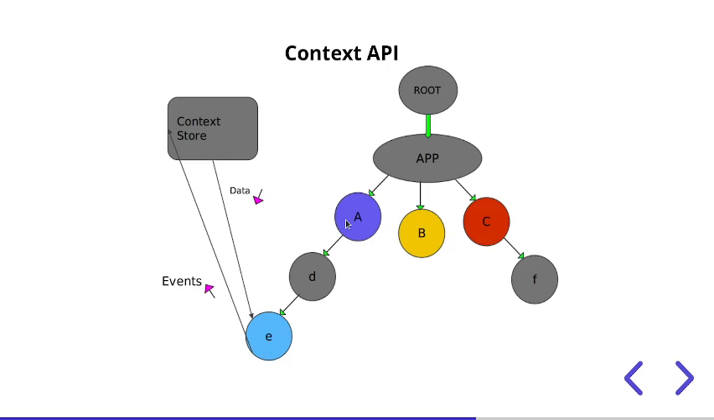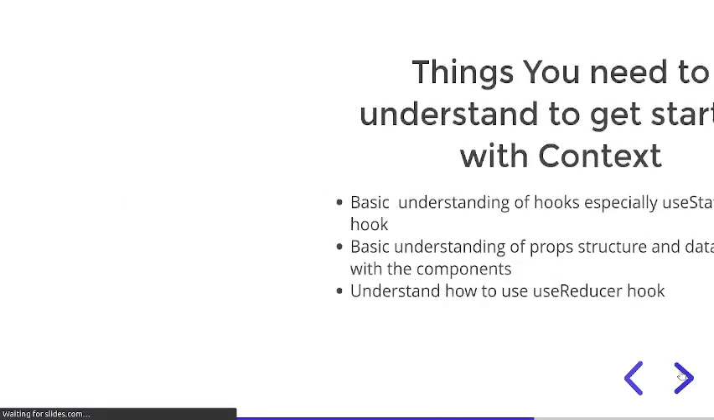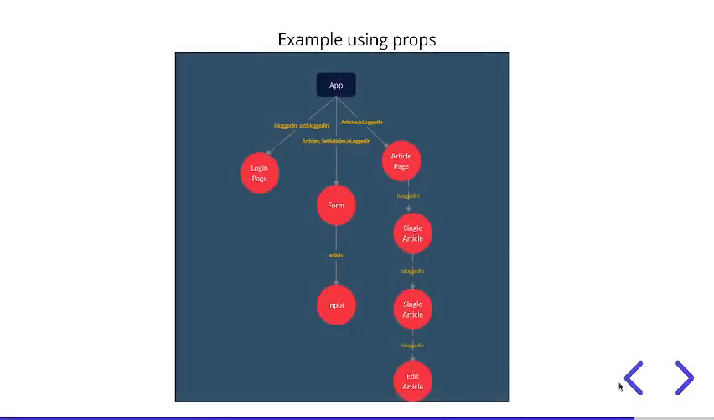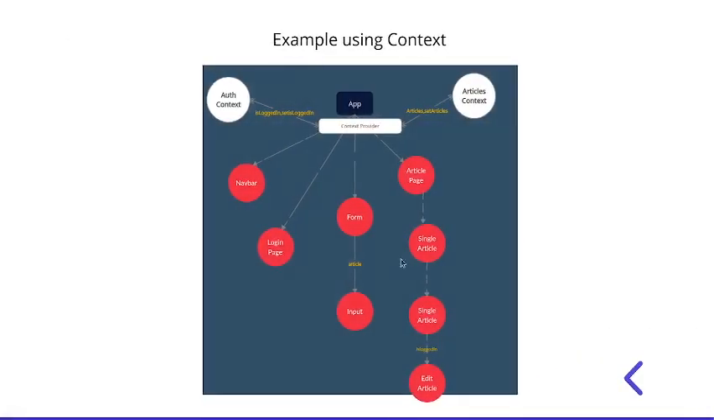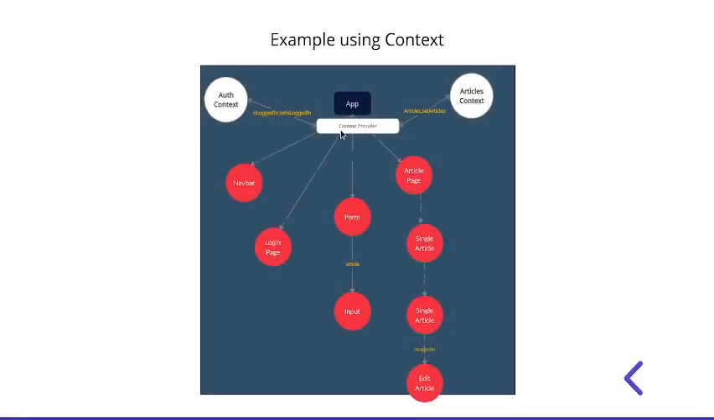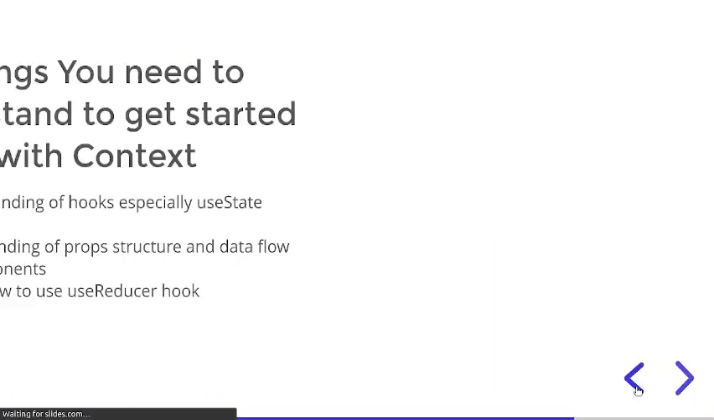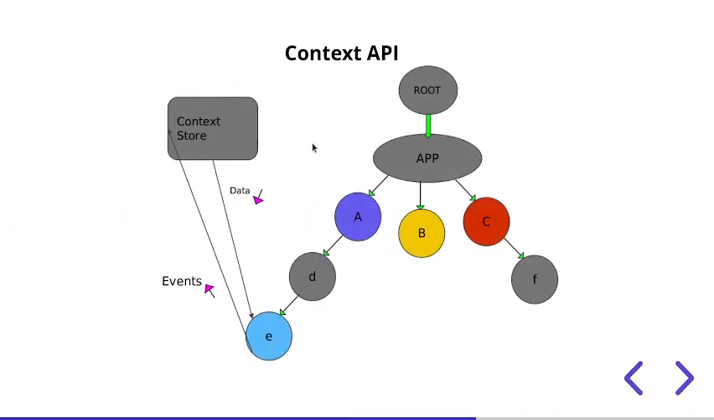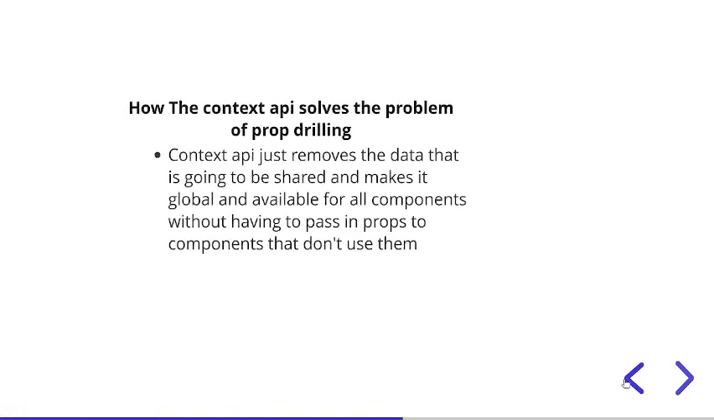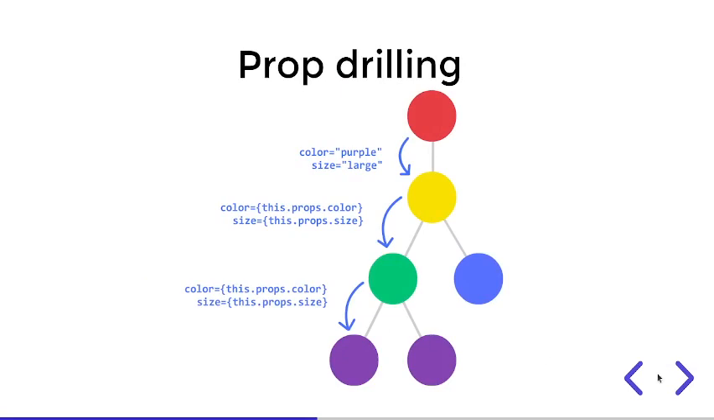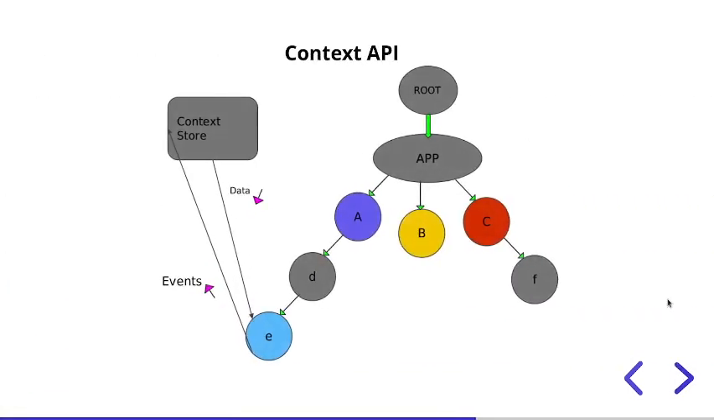But in actual terms, I'm going to show you in a minute. I'll explain this diagram later on, but let's first continue with the slides. We just know that we have a store which contains our data. Instead of passing it in props, we're having it in an external file. Then all these components have access to this state.